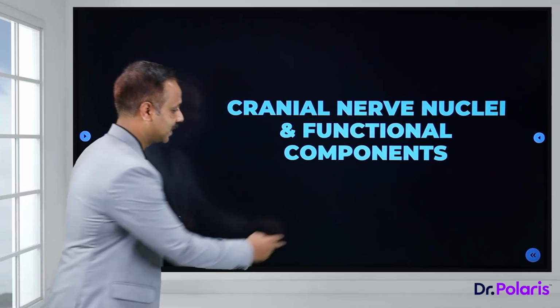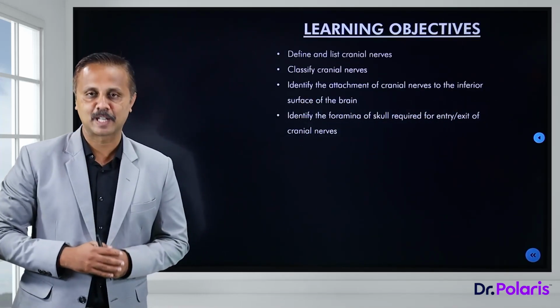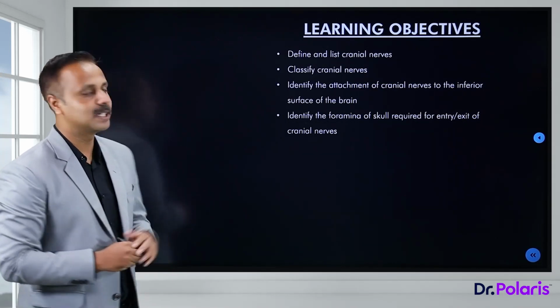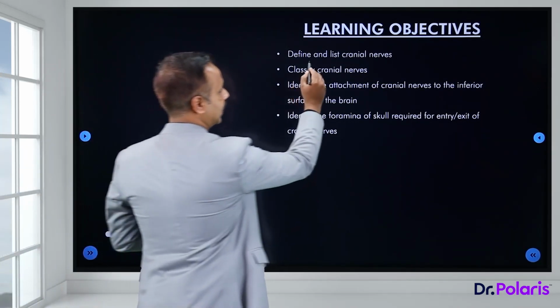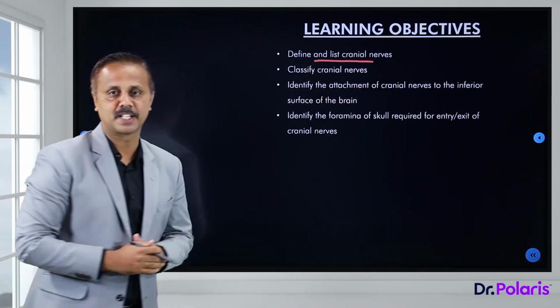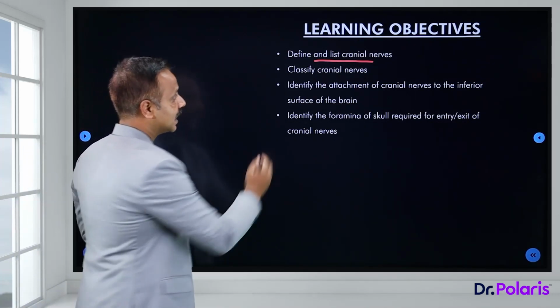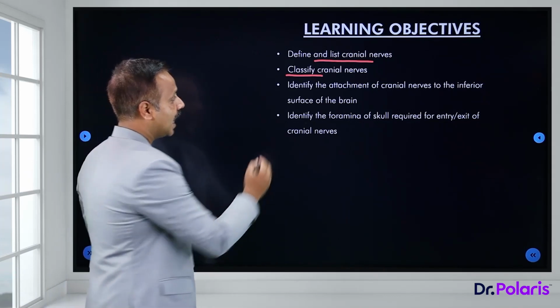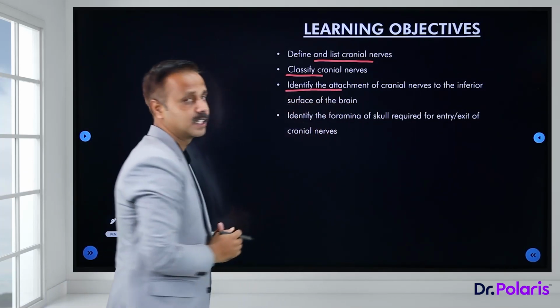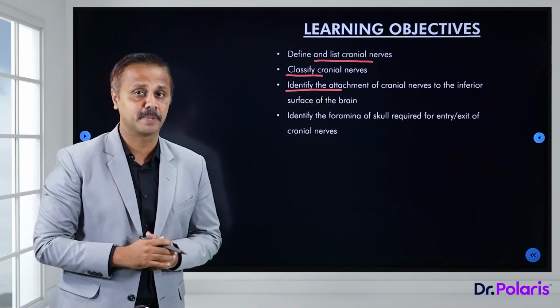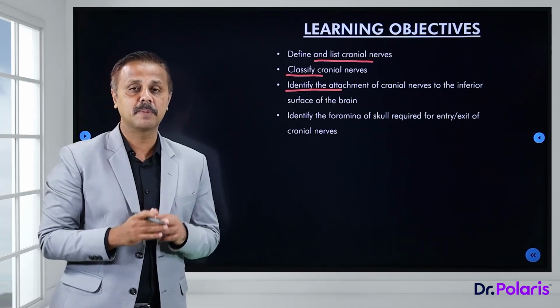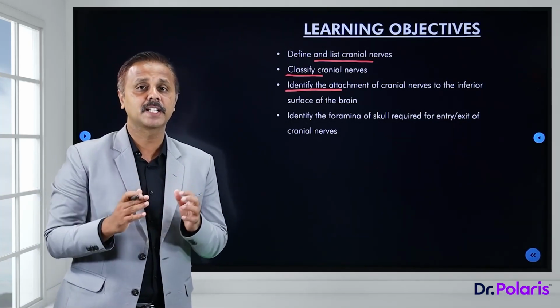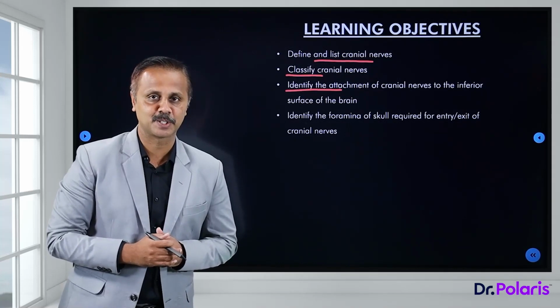The learning objectives for this session are, by the end of completing this session, you should be able to define and list the cranial nerves. What are the 12 pairs of cranial nerves that we have? Then, classify them into sensory, motor, or mixed. Then, identify their attachment to the inferior surface of the brain or base of the brain. We need to know about every cranial nerve, where exactly it originates from the inferior surface of the brain.